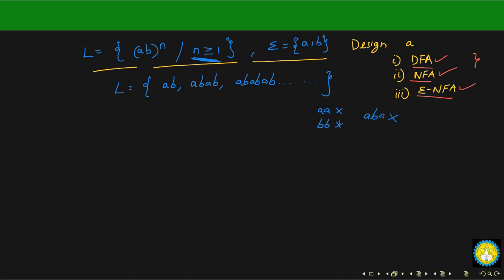Now, once we have designed all this, we will come to know that epsilon NFAs can ease our thought process of designing the given language. It means that the design becomes very straightforward.